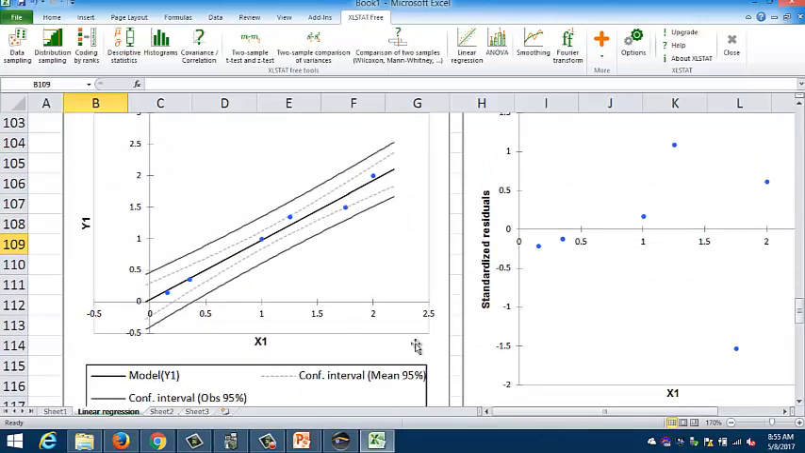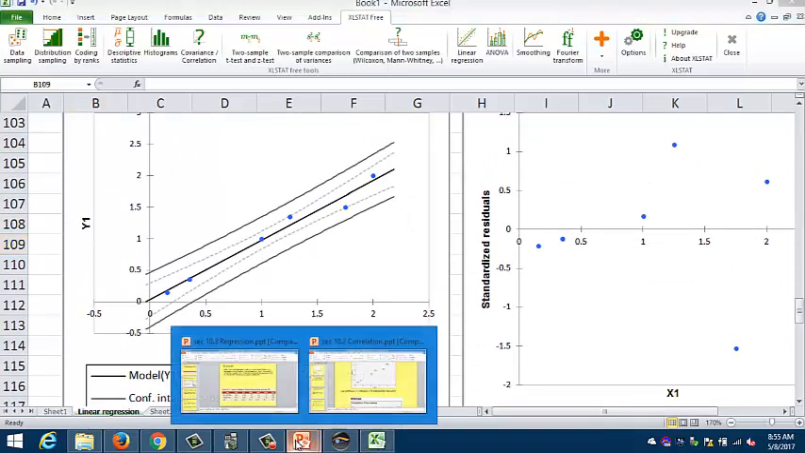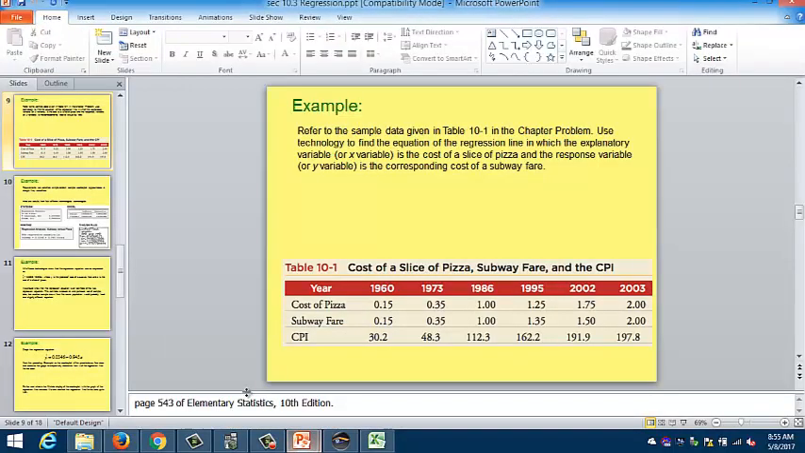Okay, so how do we use this information, right? Well, suppose I ask you guys, hey, based on the data, can you tell me what you think the price was, so, for example, at some point, the Subway fare was probably 75 cents. What do I think the cost of a slice of pizza was at that time?